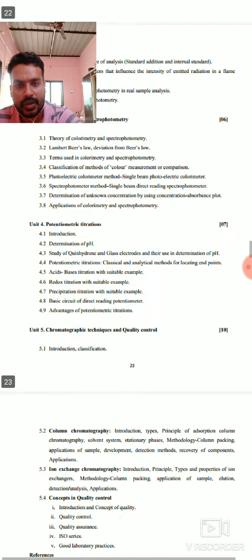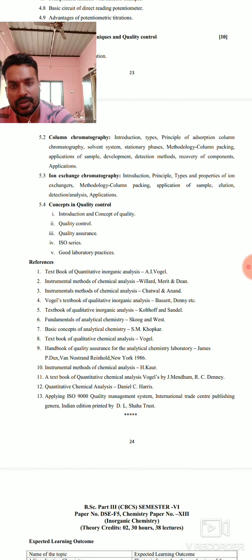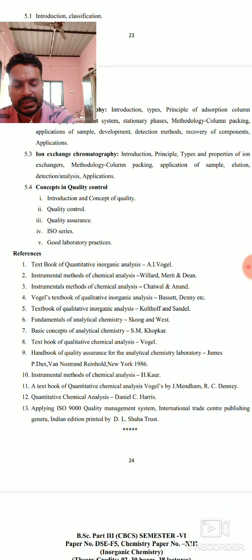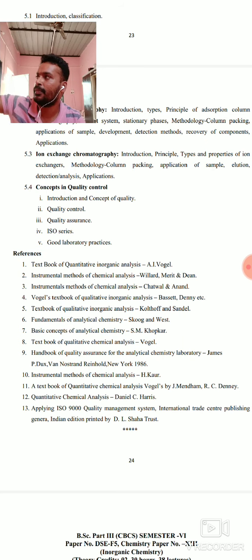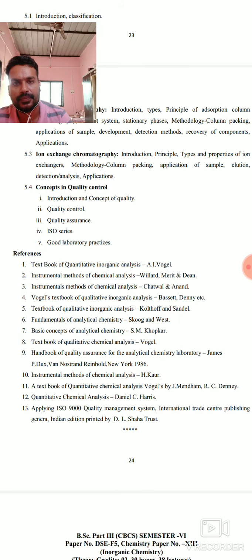Now, some references are shown here at the end of this syllabus. There are a total of 13 references. My recommendation is that you go through at least 2 or 3 different reference books. Or if you find a simple language reference book, after reading it, then you can use it.